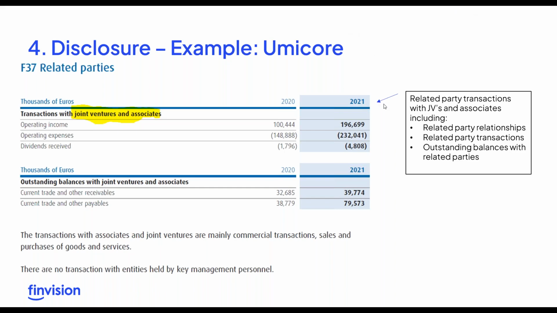Another example is Umicore, where first of all they mention all transactions from an income statement point of view or dividends received with joint ventures and associates, as well as outstanding positions with those JVs and associates at the year end. They state explicitly which kind of transaction it is. So here it's commercial sales and purchase of goods. And they also state that there are no transactions with entities held by key management personnel, which would be, if we look at our example, those entities controlled by Mrs. Anna. Here they clearly state that no such transactions took place.